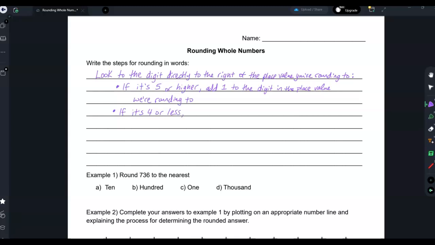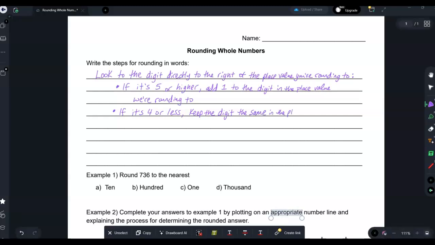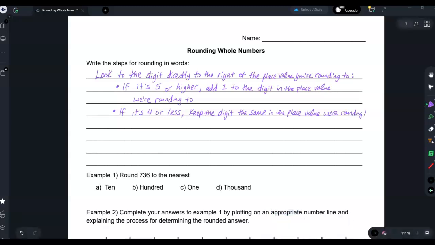Then we round down, but be careful. What does it mean when we say round down? That means we're going to keep the number the same. So let's say we're rounding to the nearest 1,000. We would look at what's in the hundreds place. If that number is 4 or less, then we're going to keep the digit in the thousands place the same.